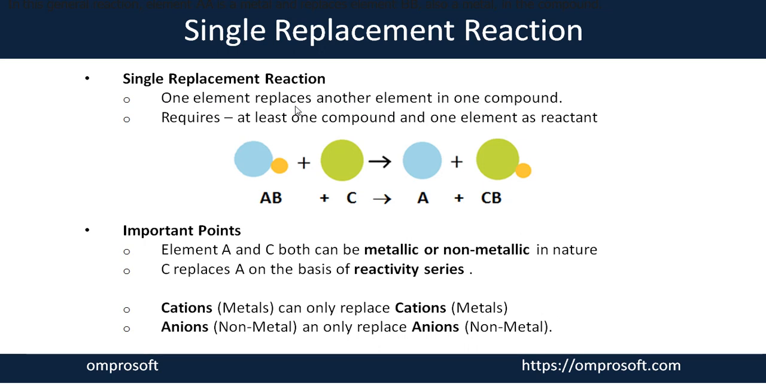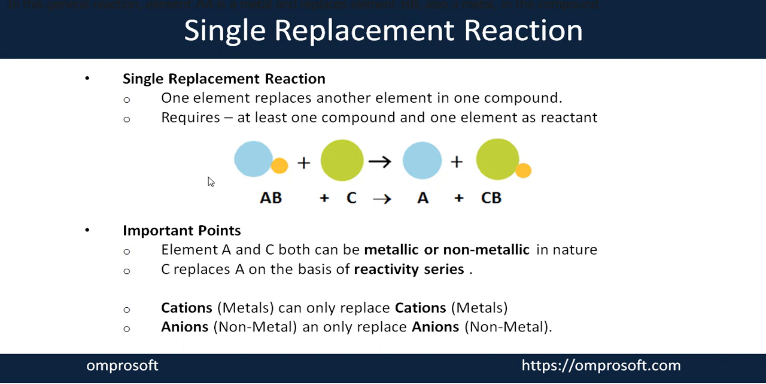So while you are performing any single replacement reaction, you require at least one compound and one element as a reactant. Like you can see here, you have one compound AB which reacts with one element C. And here C is an element which replaces the element present in that compound. Here C replaces A, and by replacing A, C makes its own compound, CB. And A is left over as a single element.